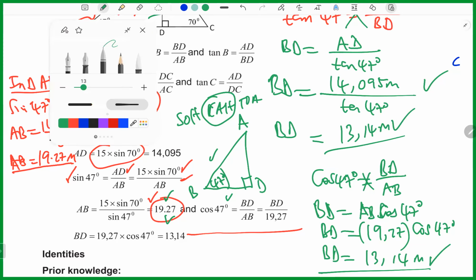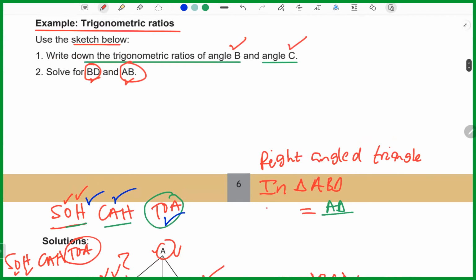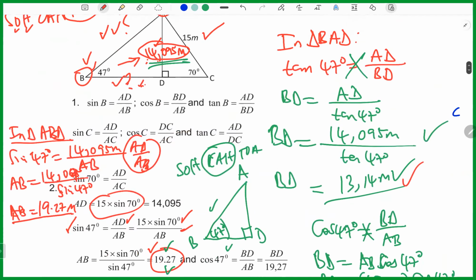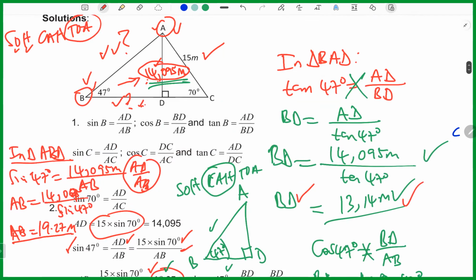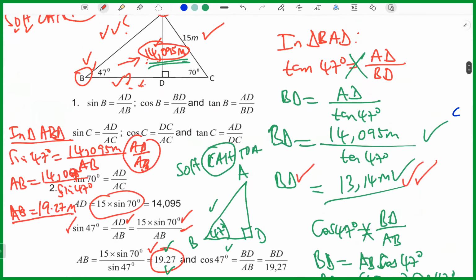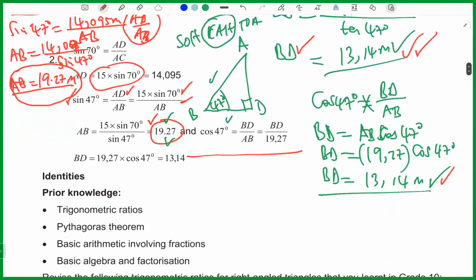So we are in business and all is very well. So we have answered the question. The question was: solve for BD and AB. We have solved for BD, because the length of BD we found to be 13,14, but we also solved for AB, and we got 19,27. Once again, you'll have a chance to watch this, but it is very easy.